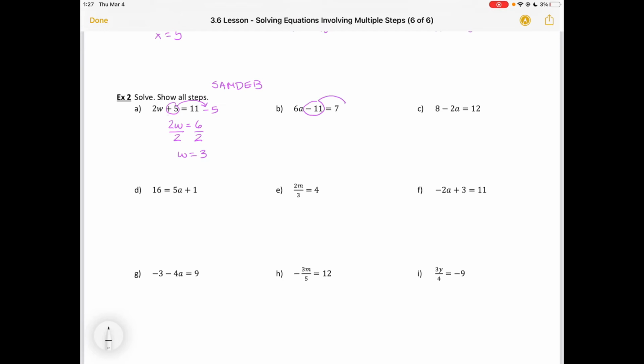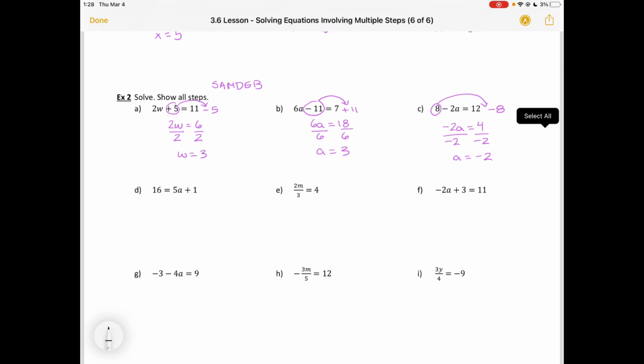Here I'm going to undo my subtraction by moving it to the right, changing the sign. I've got 6a equals 18. I'm going to divide both sides by 6, which gives me a equals 3. In example C, I've got plus 8 on the left-hand side. I'm going to move it over and change the sign. Now I've got minus 2a equals 4, and then I'm going to undo my multiplication by dividing, and that's going to leave me with a equals minus 2.